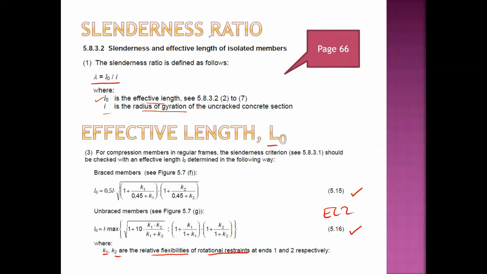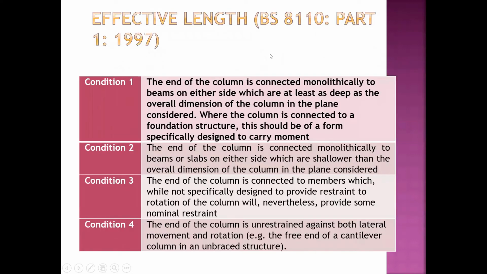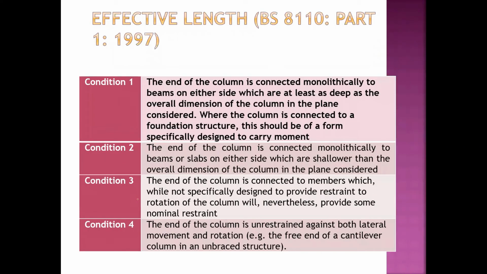The values of K1 and K2 are the relative flexibilities of rotational restraints at ends 1 and 2. We can refer to this table later in the example or the tutorial, and I will explain how to use this table. What are condition number 1, condition number 2, condition number 3, and condition number 4? These are the explanations of all 4 conditions.